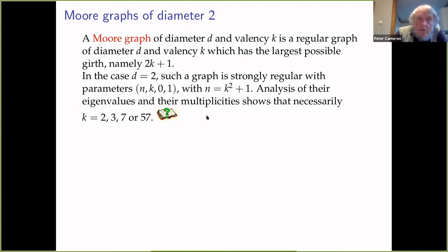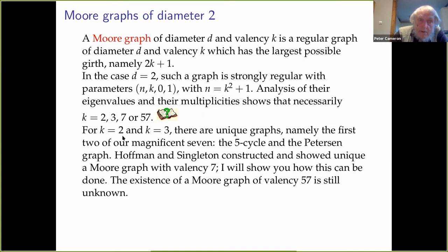And in the case d equals 2, you see, we start off from a vertex, there are k neighbors, each has k minus 1 further neighbors, and we want no overlap among those. And that gives us k squared plus 1 vertices altogether. And so a Moore graph of diameter 2, valency k has k squared plus 1 vertices. And it's a strongly regular graph with these parameters. So we can compute the eigenvalues, we can compute their multiplicities. Those multiplicities must be non-negative integers. And from that, you find that k must take one of the values 2, 3, 7, or 57.